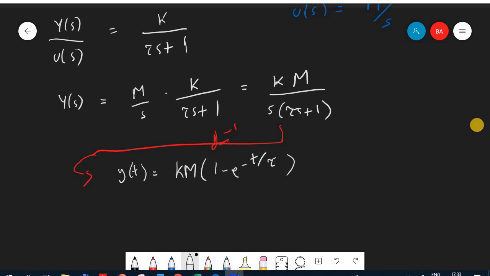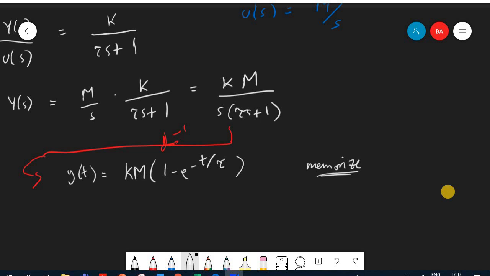And I would say that it's easier for you to memorize this, because you're going to use this step input to a first order process very frequently. So it's good to memorize this equation that we have here. If you want to do the math to get to this stage, go ahead. The math says, if you remember the partial fractions, this is equal to A over s plus B over (tau s plus 1). Do you remember that?